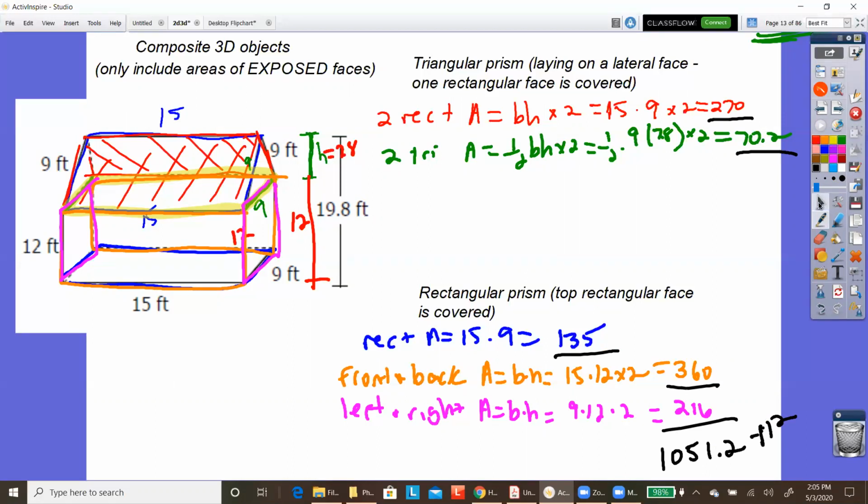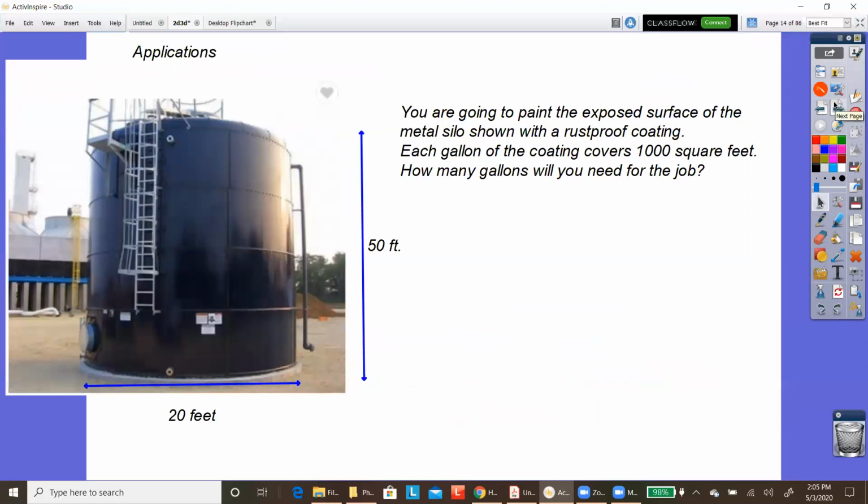Okay, now last thing, something else you're going to be dealing with in the homework is word problems. It might not say find the surface area, no, it will have keywords. The keywords I always told you with area involve the words square units, in this case, square feet. So you have this huge silo, this huge metal silo that you are going to cover with a rust-proof coating. Every gallon of the coating covers 1,000 square feet. How many gallons will you need?